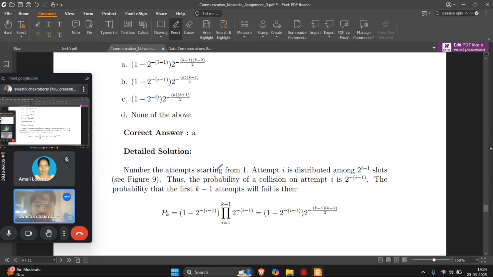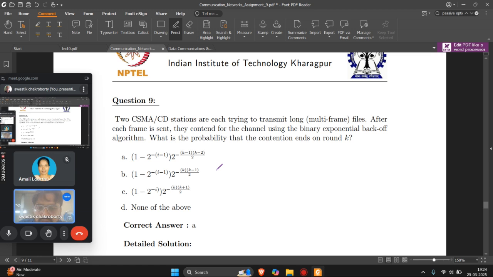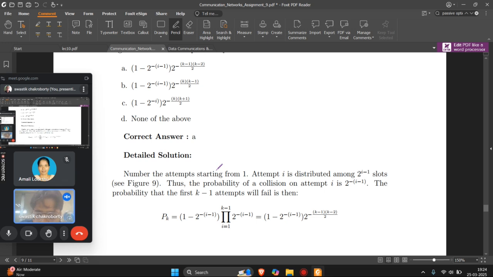Now with that out of the way, two CSMA/CD stations are contending for the same window. Starting from attempt 1, for attempt i of the packet of the stations, you will have 2 to the power i minus 1 slots, because with each failed attempt, your number of waiting slots is increasing. Thus the probability of collision on attempt i: since there are 2 to the power i minus 1 slots, you assign any one slot to station 1. Now when will collision happen? Collision will happen if you allot the same slot to station 2.